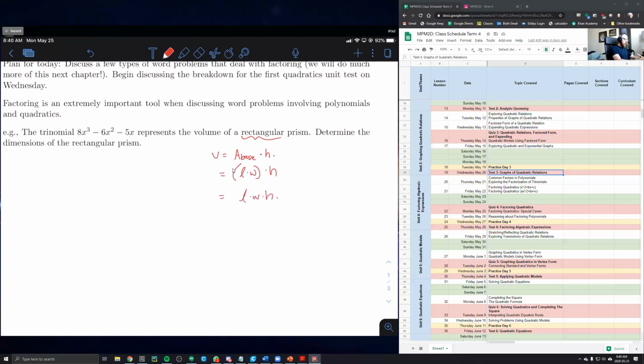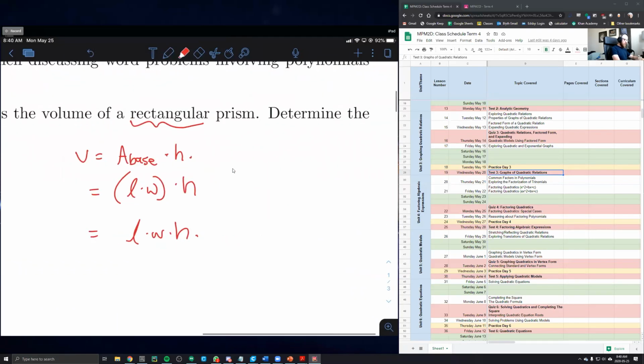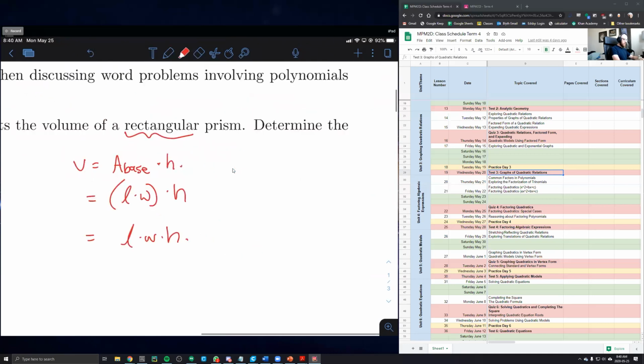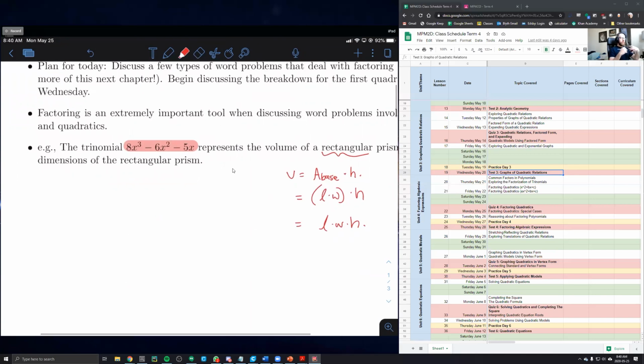But this thing here does not look at all like length times width times height, right? No, it definitely does not. So our goal is to write out this polynomial as a series of 3 brackets, or a series of something multiplied by something multiplied by something. And that will represent our length, our width, and our height.